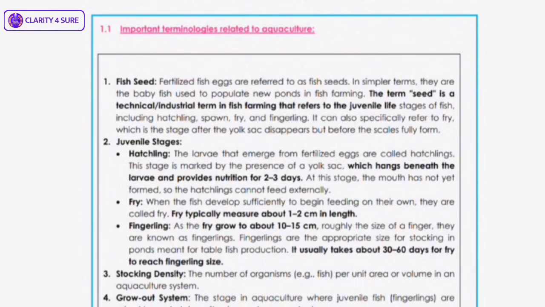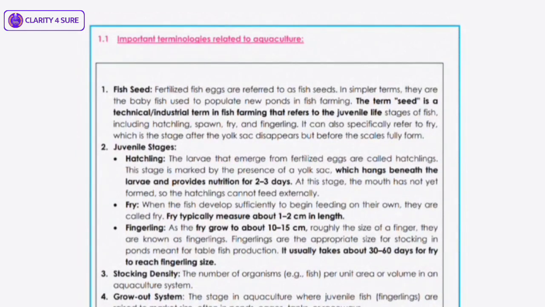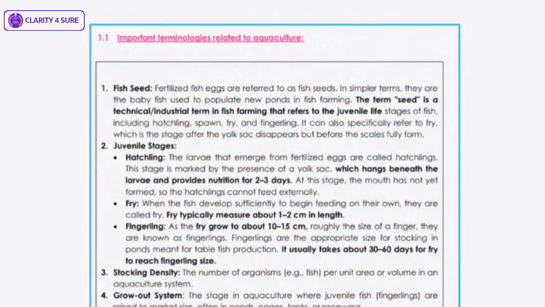So, number one is fish seed. Fertilized fish eggs are referred to as fish seeds. In simpler terms, they are the baby fish used to populate new ponds in fish farming. It includes all early life stages, which we will be discussing. The term seed is a technical term in fish farming that refers to the juvenile life stages of fish, including hatchling, spawn, fry, and fingerling. We'll be discussing all of them.